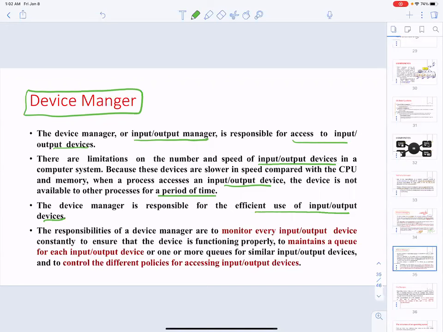Another responsibility of a device manager is to control the different policies for accessing those input and output devices. If there are multiple policies to access input and output, the device manager provides control of the different policies that will help in accessing the devices. We're going to talk about the design of a device manager and how it works later on.